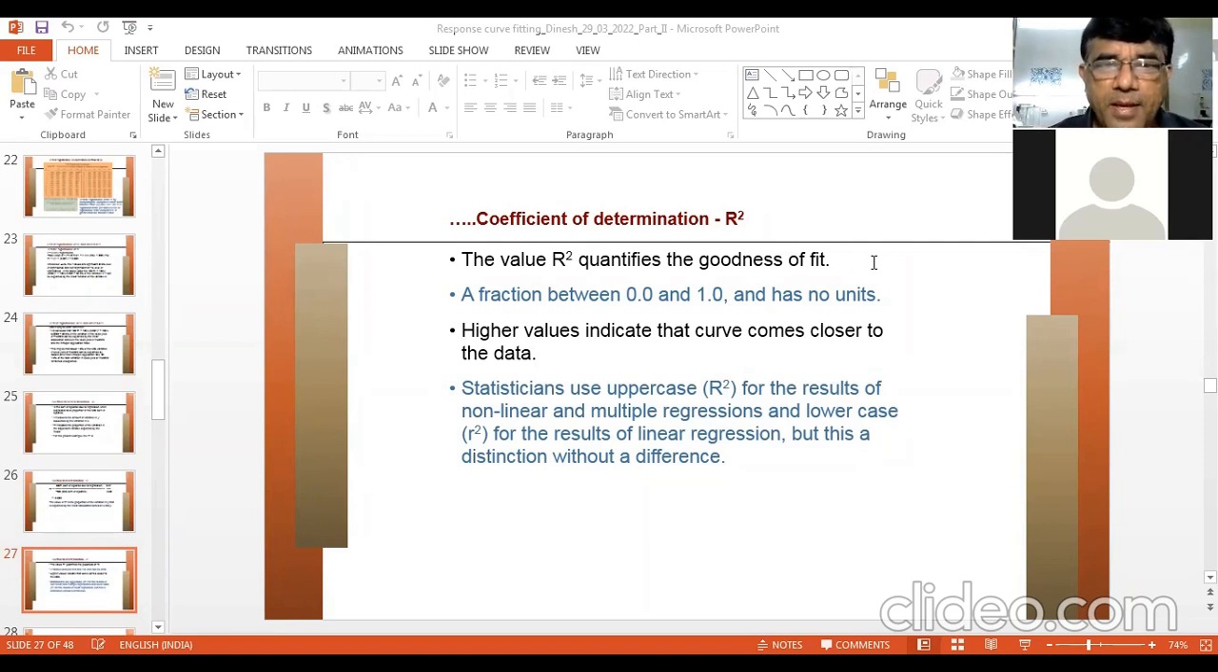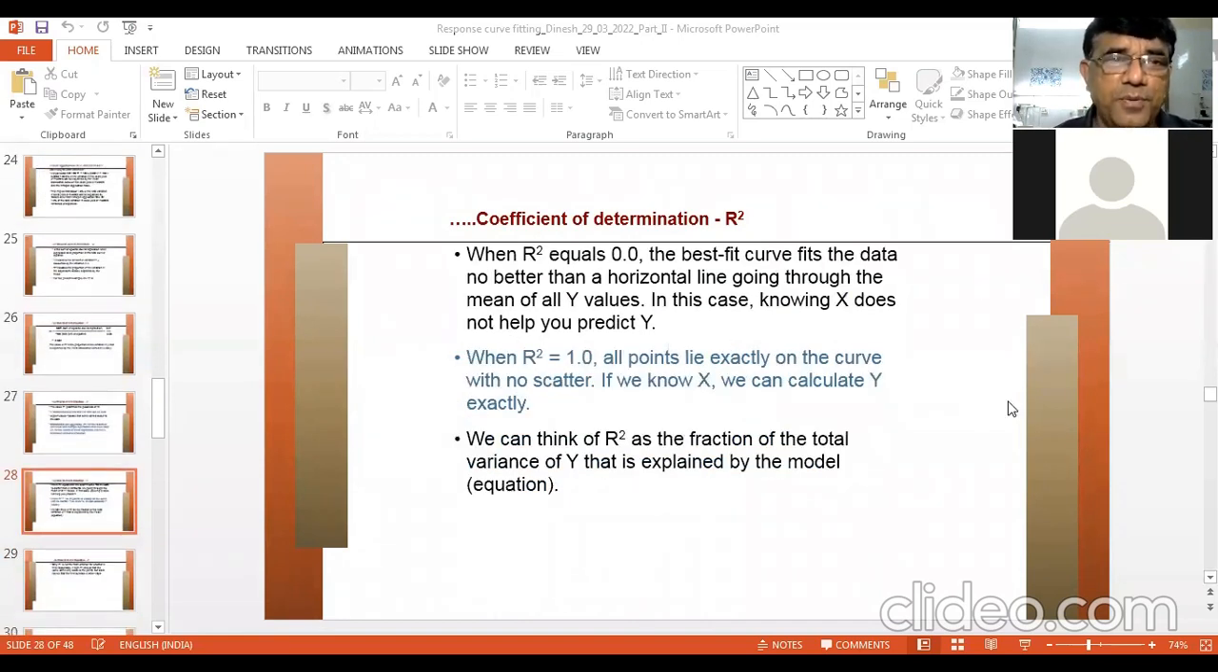Higher value indicates that the curve comes closer to the data. Statisticians use uppercase R for the result of non-linear and multiple regressions, and lowercase r for the simple linear correlation and regression. When R square is 0, the best fit curve fits the data no better than a horizontal line. When R square is 1, this is important, all points lie exactly on the curve with no scatter, meaning they are exactly lying on it. So that is the best fit.